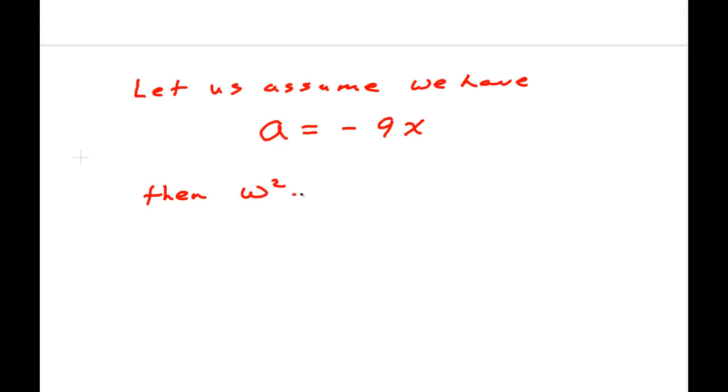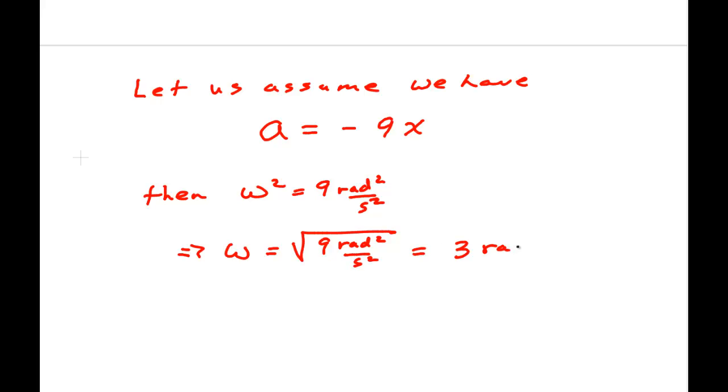Let us assume we have a equals minus 9x. Then omega squared is 9, and that's 9 rad squared per second squared, I might add. Remember, this is in meters, this is in 1/second squared, acceleration's in meters per second squared. Therefore, omega would be the square root of 9 rad squared per second squared, which is 3 radians per second.